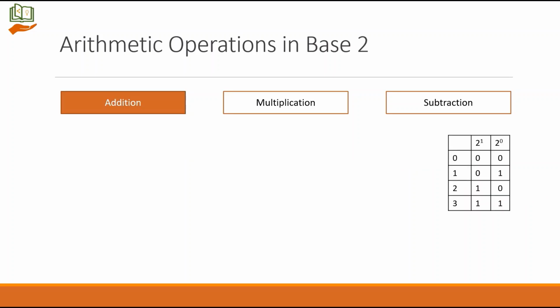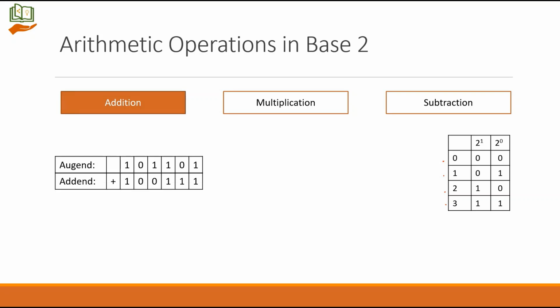We are going to learn addition using binary. I have kept the numbers 0, 1, 2, 3 and their representations here. Now we will go for addition. For addition, we will take two numbers. The first number is called the augend and the second number is called the addend. Every number has a name.